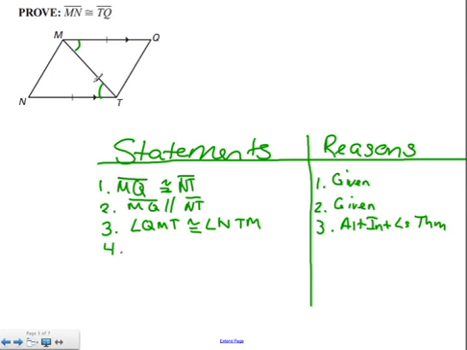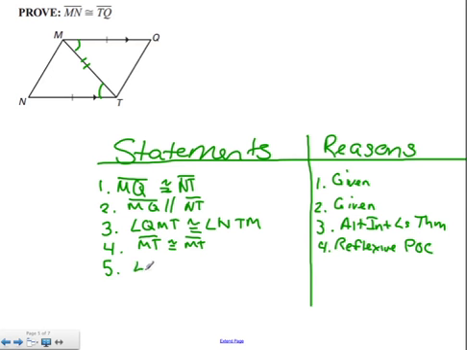Fourthly, we can go through and say that this inside piece is congruent to itself. So we can say MT is congruent to MT by the reflexive property of congruence. We've used that a whole bunch of times.